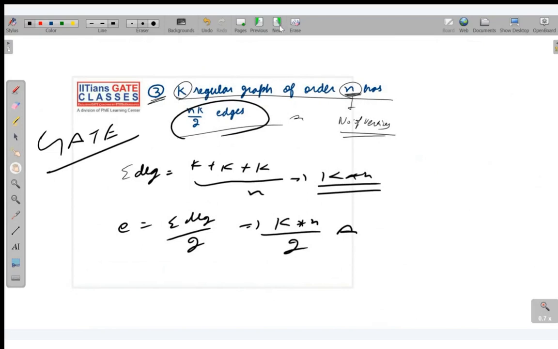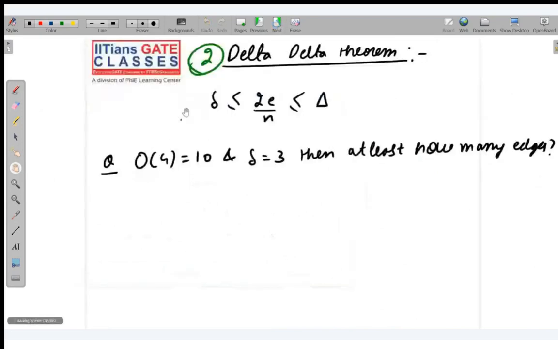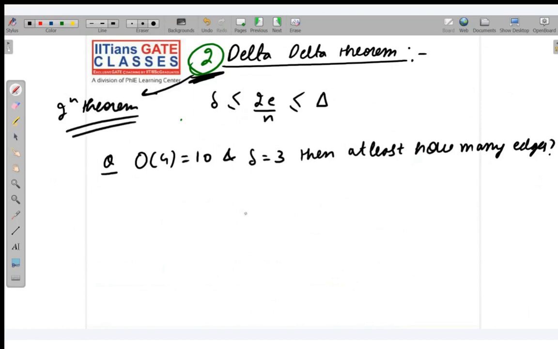Done, sir. Okay. Next. So now handshaking theorem is over. Now we are going to start the second theorem, the delta delta theorem. It is your second theorem. What is the delta delta theorem saying? So small delta is minimum degree. Capital delta was maximum degree. And 2e by n, what is this 2e by n?